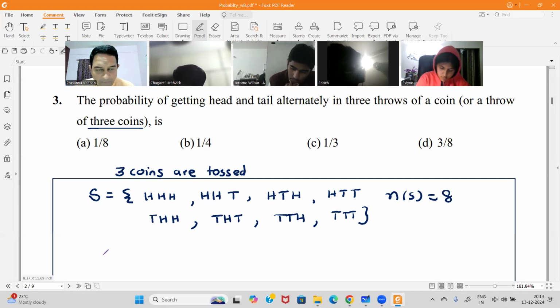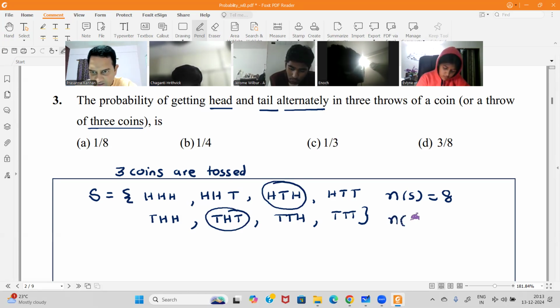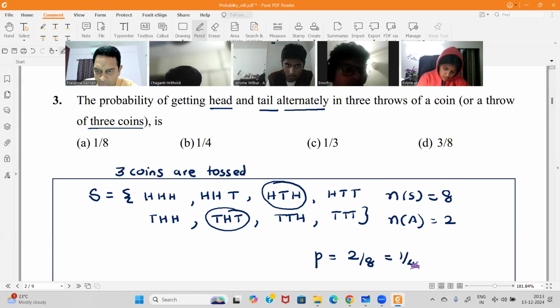Now I want to get head and tail alternately. In which of the options do we have that happening? 2 options, sir. Exactly, 2 of them, right? HTH and THT. So the number of elements in A, which is the required event, is 2. Therefore, the required probability is 2 divided by 8, or 1 upon 4, which is the second option. Is this clear, everybody?